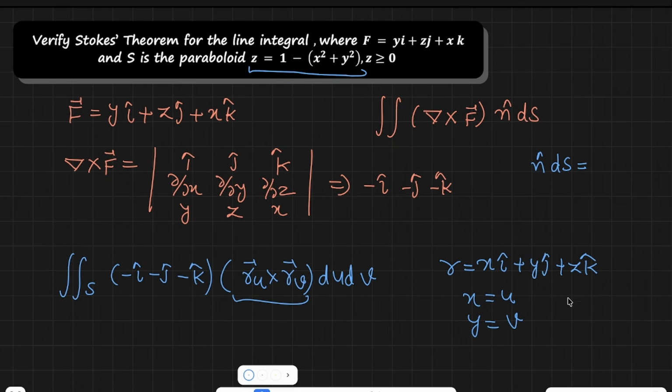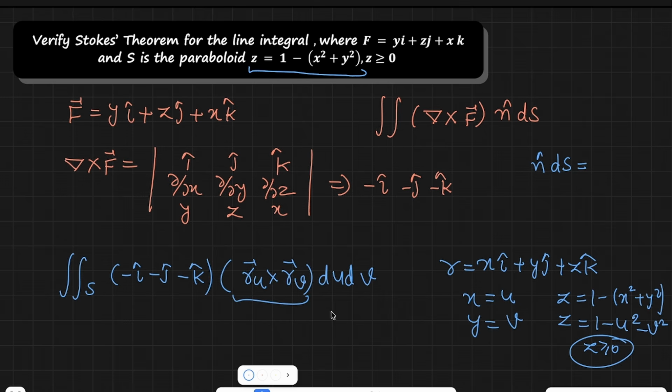Okay, so here the paraboloid is given as 1 minus (x square plus y square). So your z is going to be 1 minus u square minus v square, where z is greater than or equal to 0. This paraboloid is oriented in the positive z direction only, upward direction you can say.